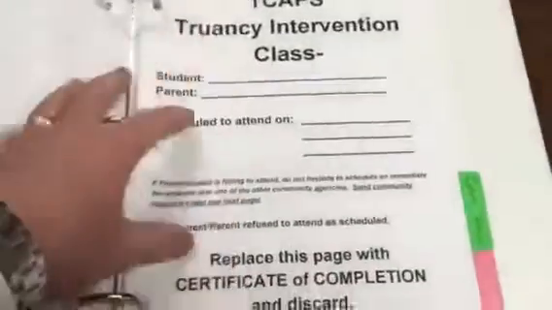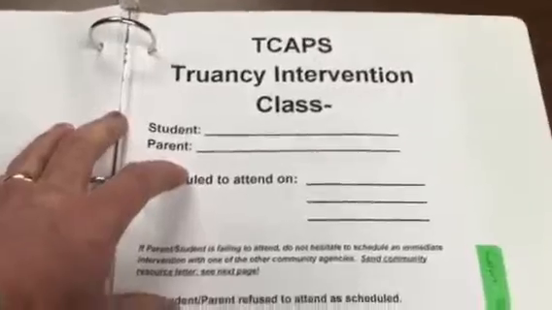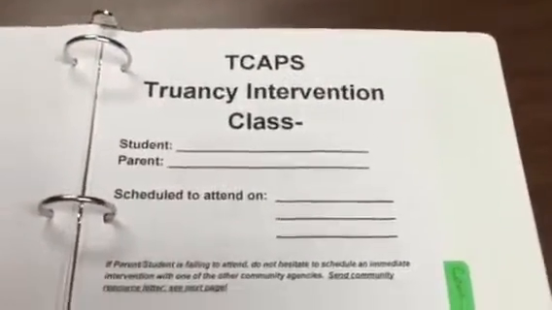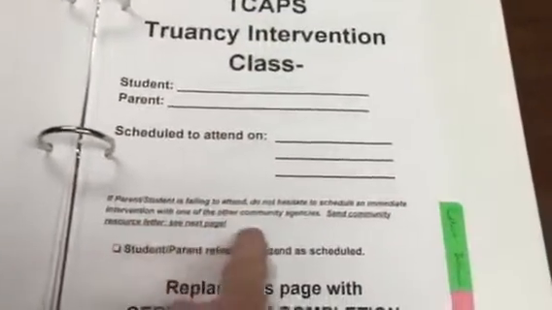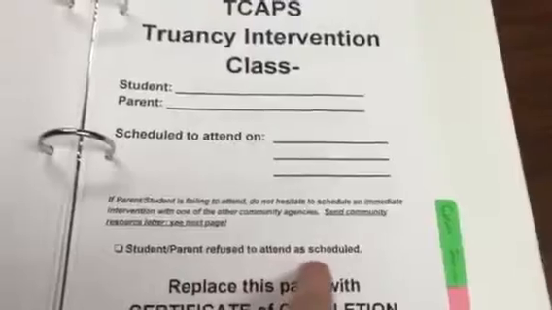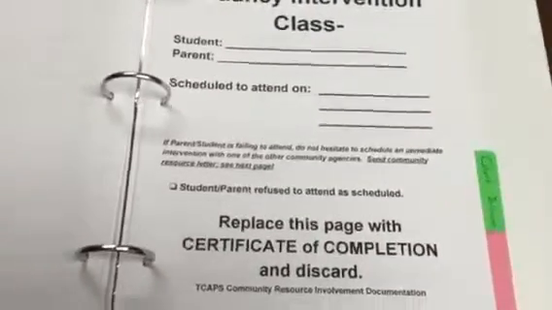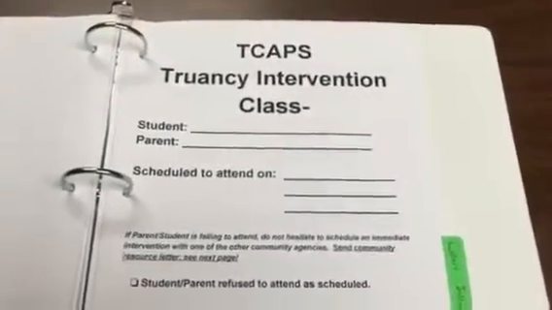So put the plan in place. This is the intervention class. We could talk more about this in person, but just suffice for this video, there will be a monthly class. So you sign up the student and their parent, they're scheduled to attend, and then if they absolutely refuse, you check this off because you're trying, but you're documenting. And then when you're doing those weekly contacts, when junior takes the class, he'll get a certificate of completion.